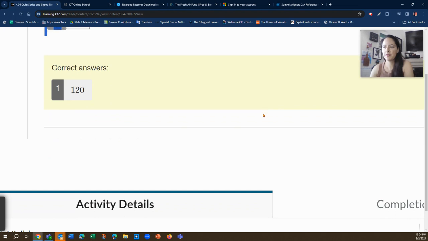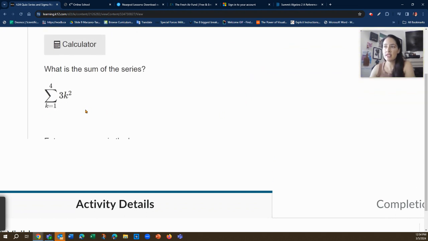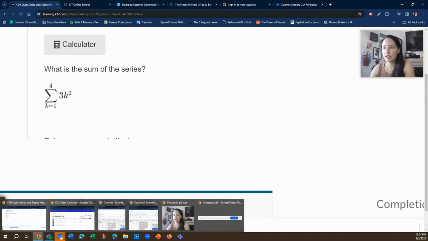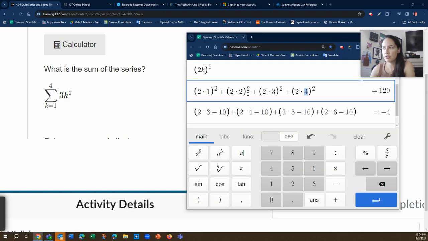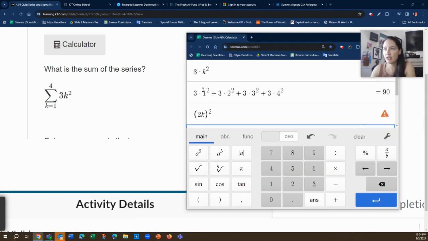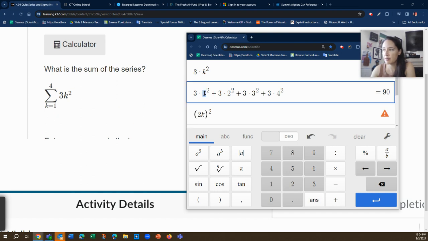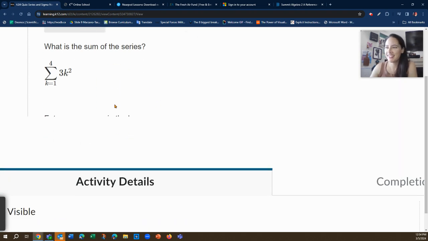There we go. Okay, this one is different. The parentheses are not in the same place. That's this one. So you have 3 times k squared. Starting at 1, stopping at 4, you plug them in. 3 times 1 squared plus 3 times 2 squared plus 3 times 3 squared plus 3 times 4 squared. You are welcome to use a calculator. In fact, I would.